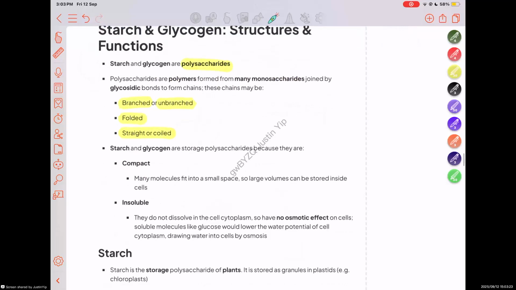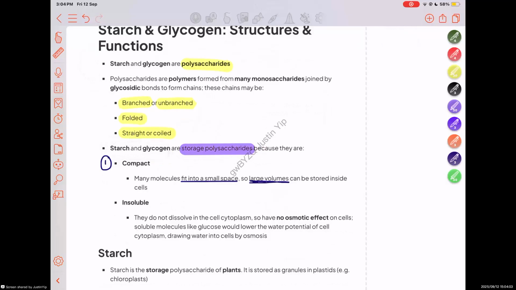Starch and glycogen, we call them storage polysaccharides. That means they store something in our body, due to two characteristics. First, they are compact. Compact means they are very high density, and they fit into a small space so that you can store a large volume.